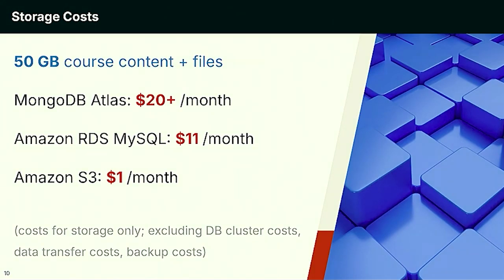We use MongoDB Atlas at OpenCraft, and I checked the pricing for each additional 50 gigabytes of course content, and that's not an outrageous amount. It costs 20 times more to store it in MongoDB than it does on Amazon S3. So if we can just store files on Amazon S3 instead of splitting them up into little chunks and storing them in Mongo, we can save some significant money.